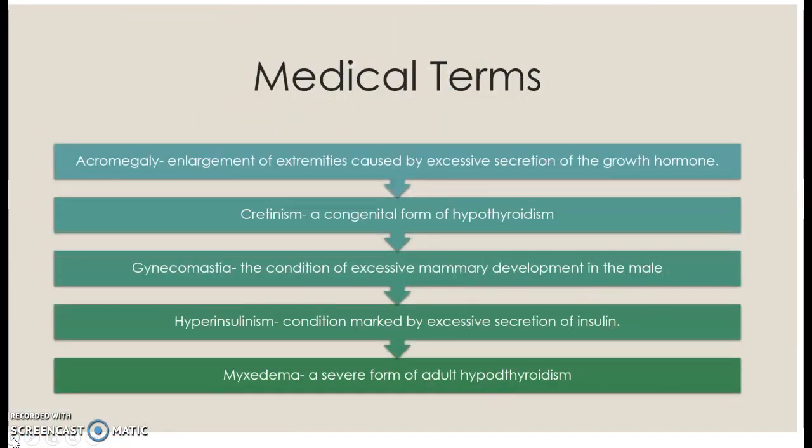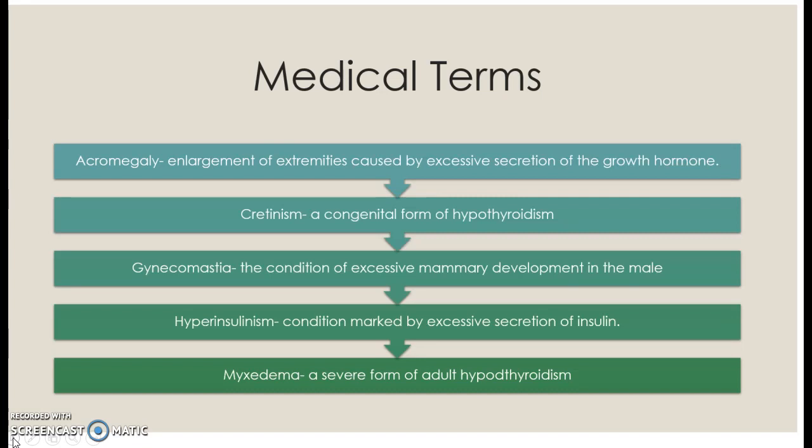So here's a few of the medical terms, and as you read your textbook, you're going to run into a lot of terms related to the endocrine system and a lot of the conditions that you may be familiar with. The first one is acromegaly, which is an enlargement of the extremities caused by excessive secretion of the growth hormone. Cretinism is a congenital form of hypothyroidism.